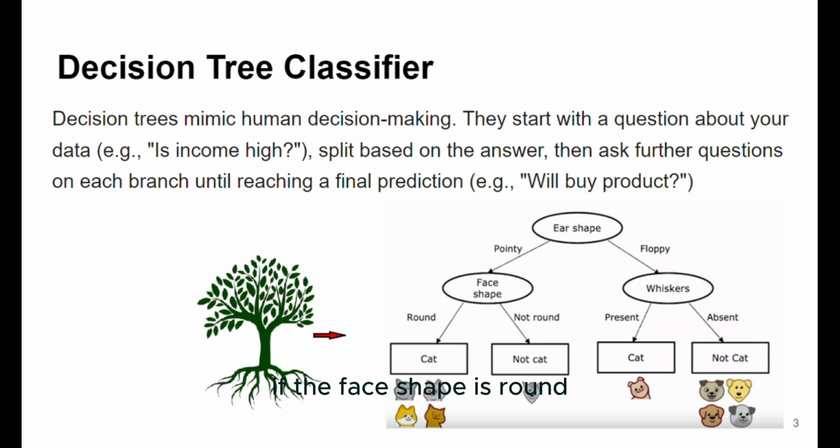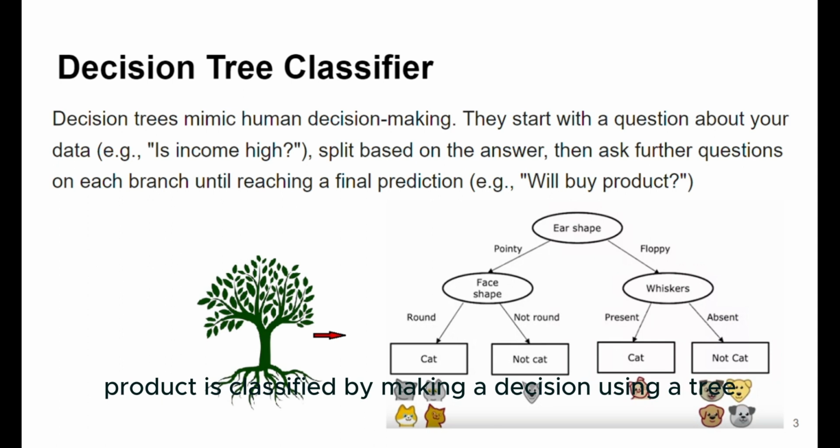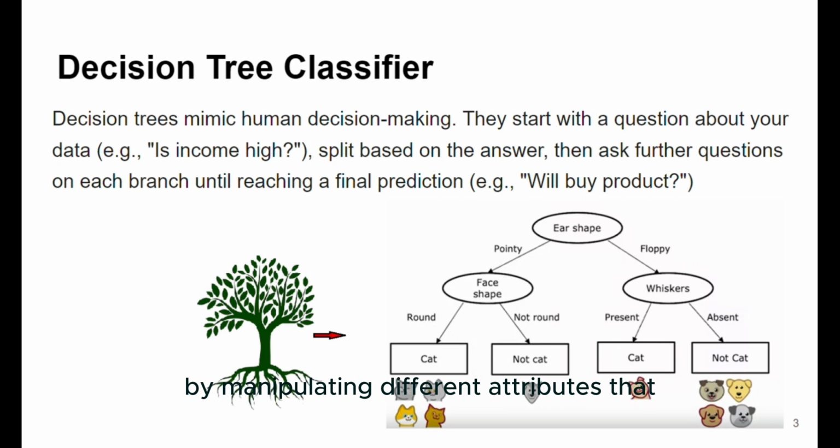If the face shape is round, it is a cat, and if the face shape is not round, it is not a cat. Similarly, if the ear shape is floppy, then it checks whether the whiskers are present, whether the cat has a mustache or not. If the mustache is present, it is a cat, and if not, it is not a cat. So basically, the image is classified by making a decision using a tree, by manipulating different attributes that can be present inside that picture.